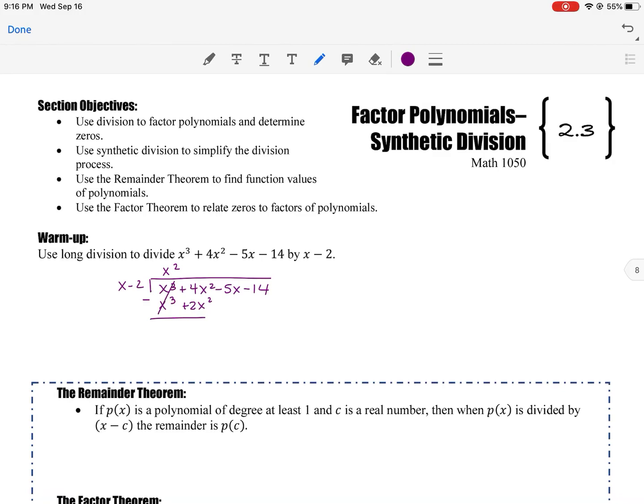So the x cubes cancel and I'm left with 6x squared. So then I say, well, if I multiply 6x by x, I do get 6x squared. And then 6x times negative 2 is negative 12x. I'm going to bring down that negative 5x, and I am subtracting that. It changes the signs, those cancel, I'm left with 7x minus 14. You multiply 7 times x, and you do get 7x minus 14 as well, so that cancels. You get a remainder of 0.